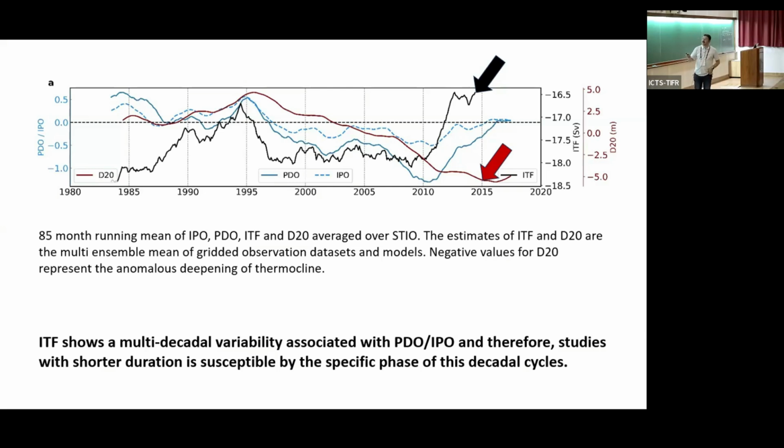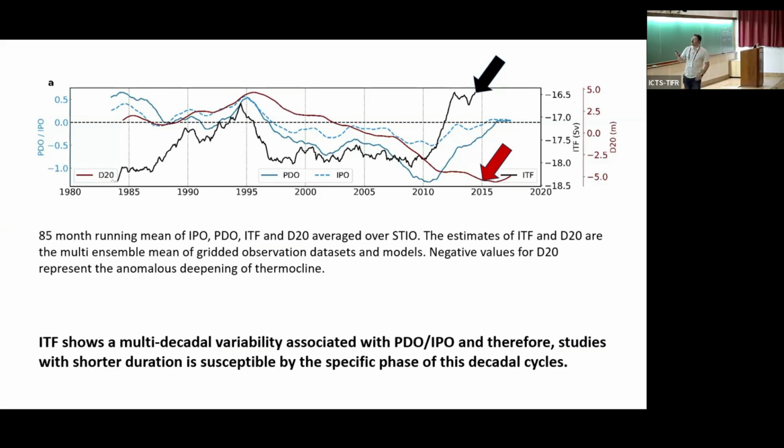This decadal variability of ITF is linked to the PDO, which is the blue curve here. The PDO scale is here. When the PDO becomes strongly negative during this period, the ITF responded and became stronger. That led to the South Tropical Indian Ocean warming during that period. But the PDO is an oscillation, right? So it started to reverse from 2010, that is the blue curve here again, and the ITF responded. So the ITF started weakening very rapidly after 2010.